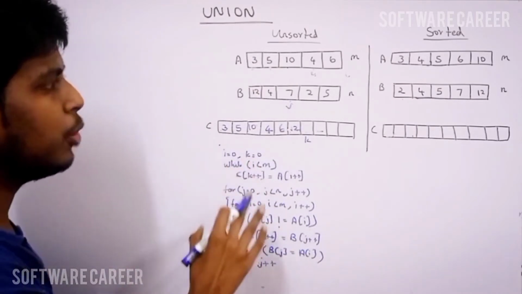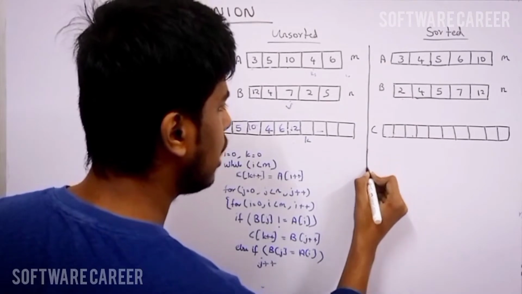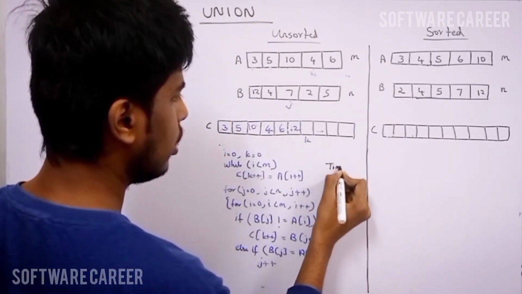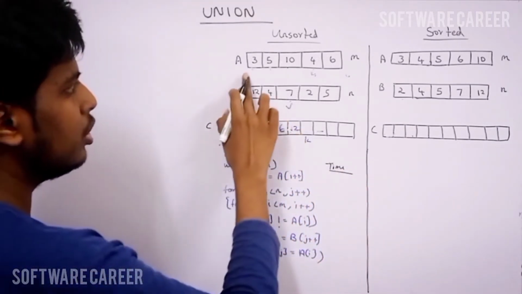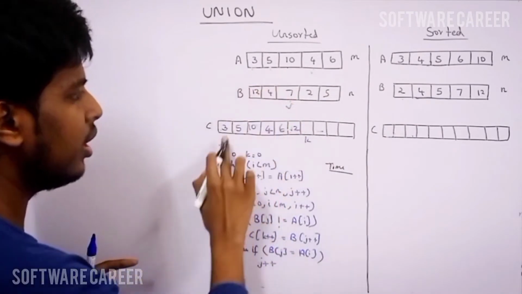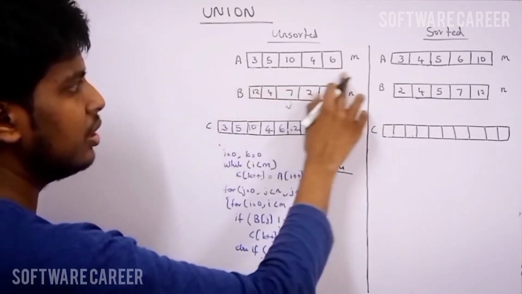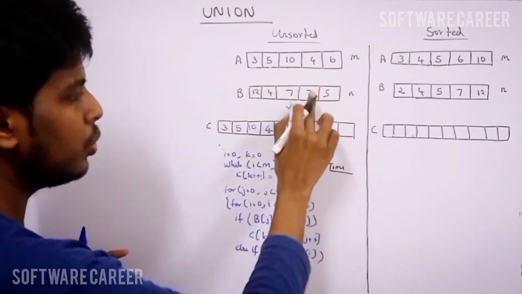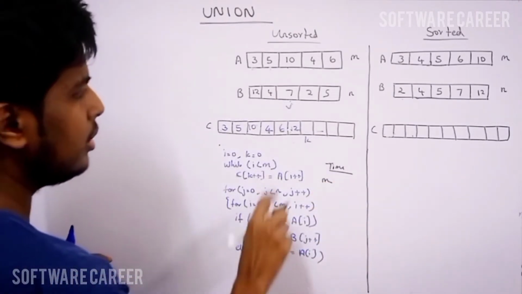Now let's find the time complexity. Now first there are two steps involved in this. First you should copy all the elements present in A in this C. So time taken is m because it travels the size of array A, total elements present in A. So it took time m. This is first step. Then second step.